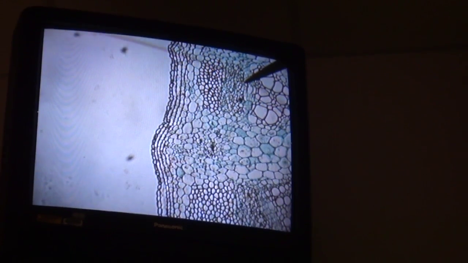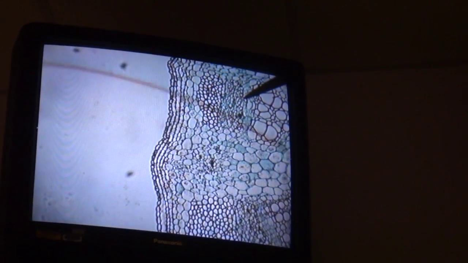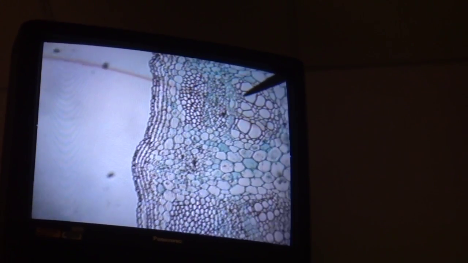Okay. What would be the function of these cells you're looking at right now? Storage. Also, space filling. Okay. What would be the function of these cells right here? Transport phloem sap, which the main component is sugar. Okay. And these? Water and minerals. Okay.